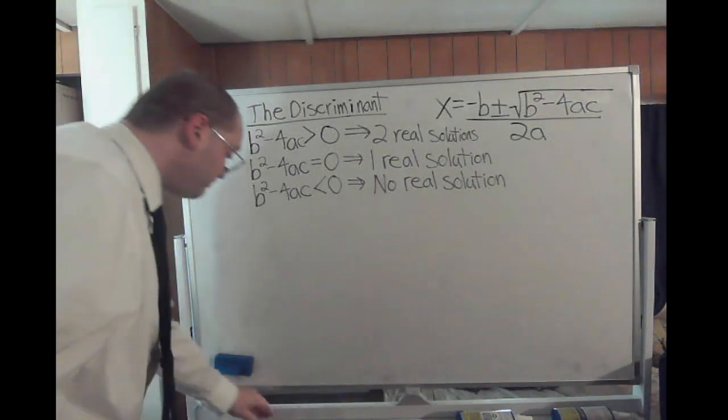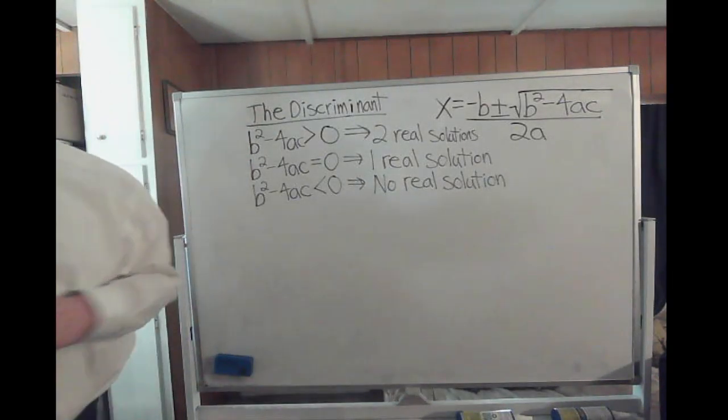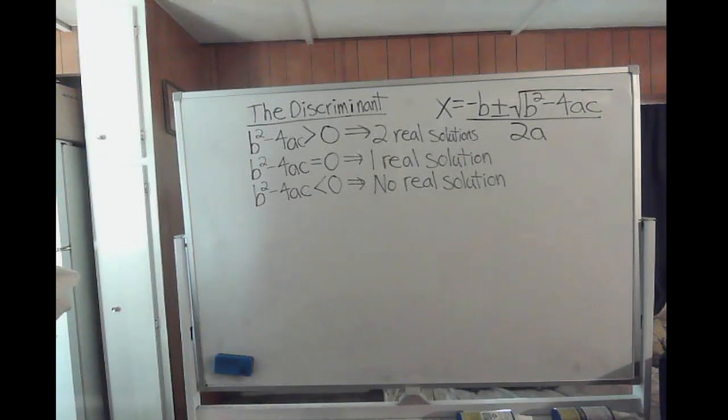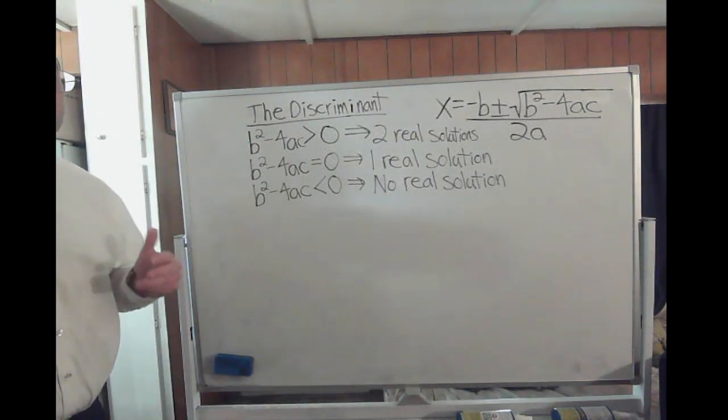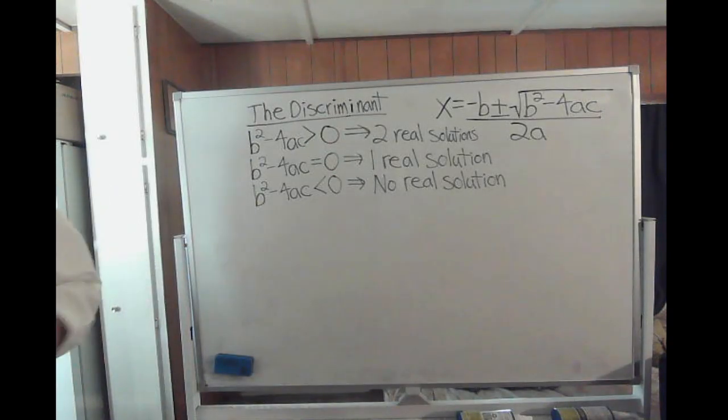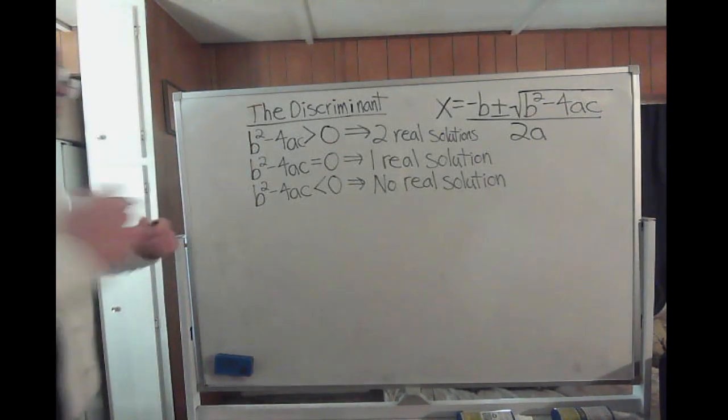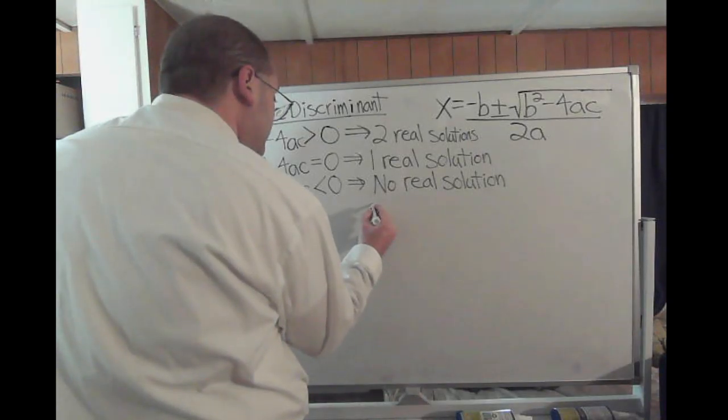So today we're just going to find the value of the discriminant and see how many real solutions it would have. We're not going to actually solve the equation. We're just going to deal with the discriminant. So let's go ahead with our first problem here.